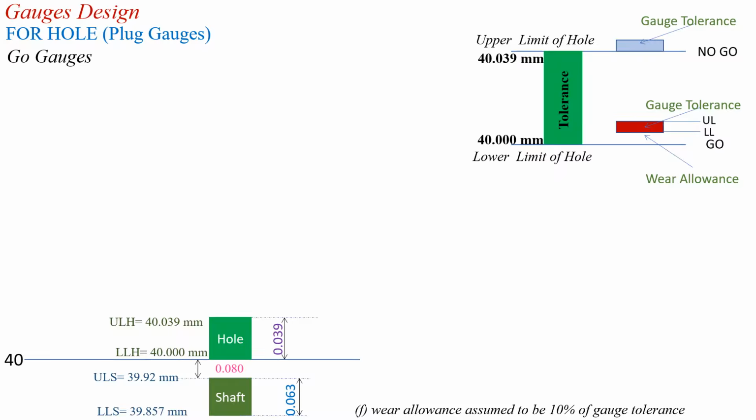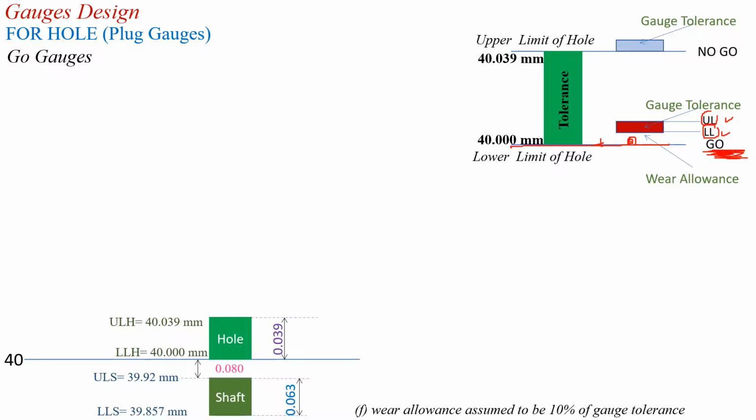So first we have to go for the go gauges. From the schematic we have to observe. So this is the schematic. Schematically it is the go gauge. The go gauge has a lower limit as well as an upper limit. Then the lower limit of the go gauge equals the lower limit of the hole plus the wear allowance.